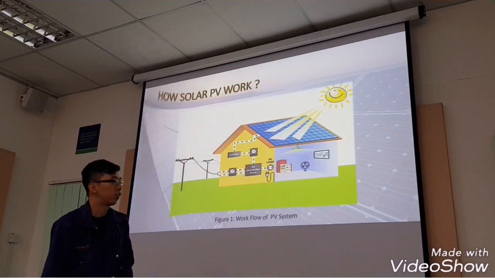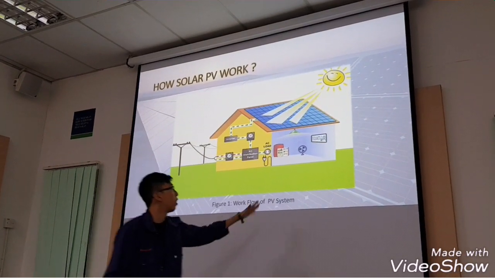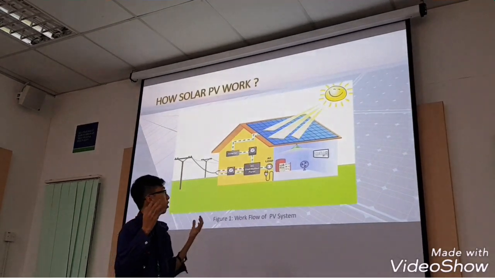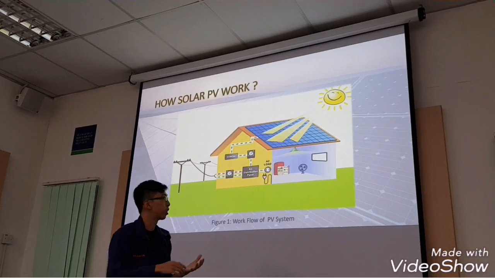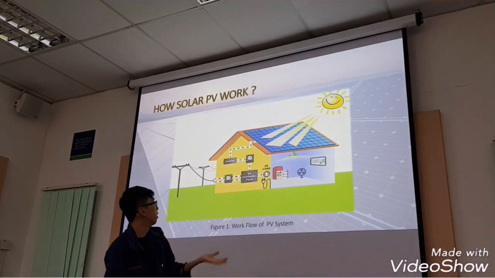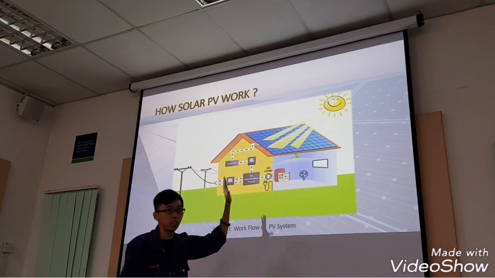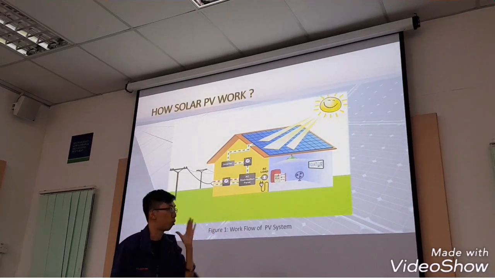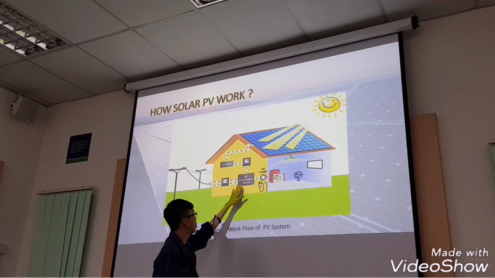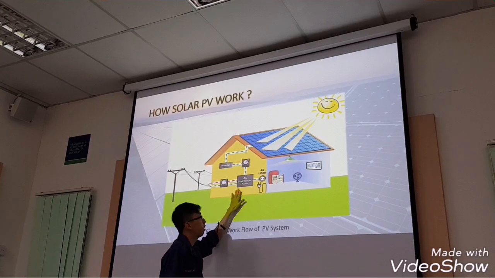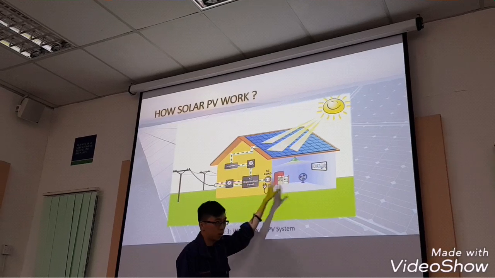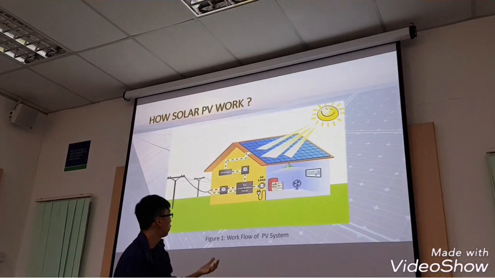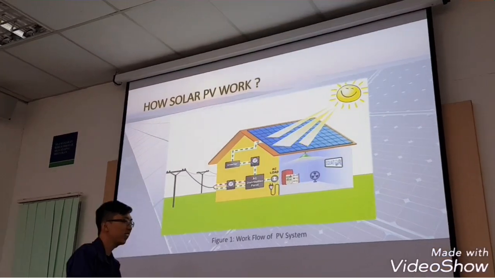Next, how does it work? As we know, we have a solar panel installed, and it will absorb the sunlight and produce electricity, which comes as DC electricity. So we need an inverter to convert the DC to AC electricity, and then we have a PV meter to measure the electricity that it produces. And then we send the electricity to the distribution panel and transfer it to the house for all plug use, and the unused electricity is transferred back to the grid.